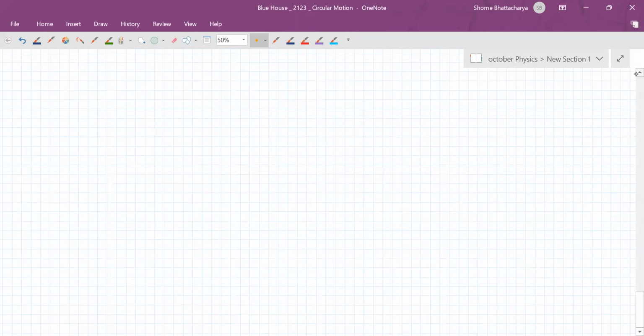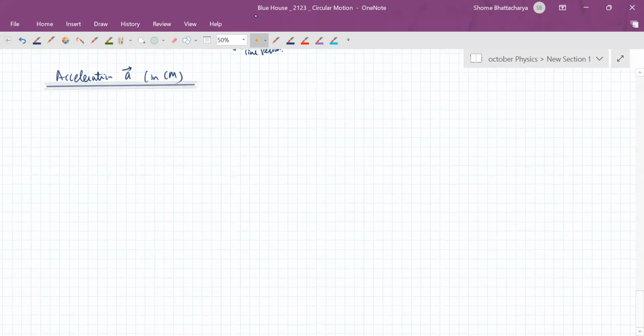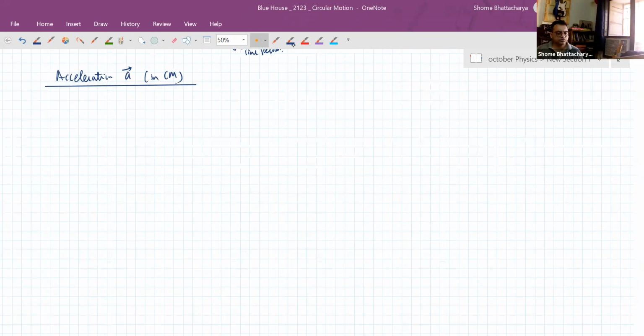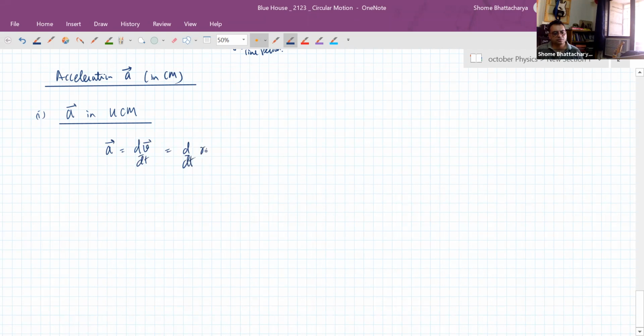Okay, let's come to acceleration now. So straight away we will look at acceleration in two categories. First of all, acceleration in uniform circular motion. In uniform circular motion, the acceleration, which is defined as rate of change of velocity with respect to time, velocity being r omega theta cap. Now here r is the radius, which is constant. Omega is constant in uniform circular motion.